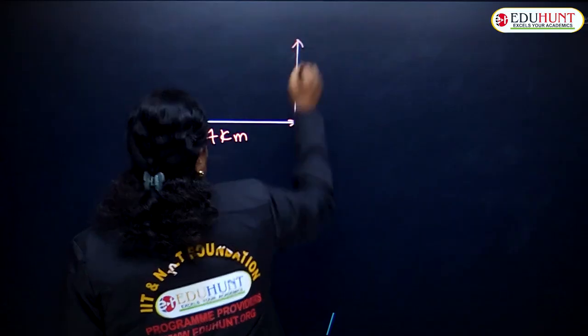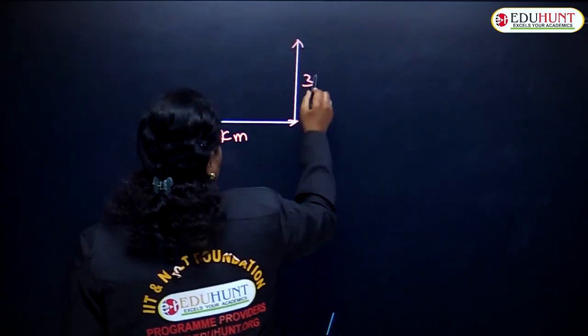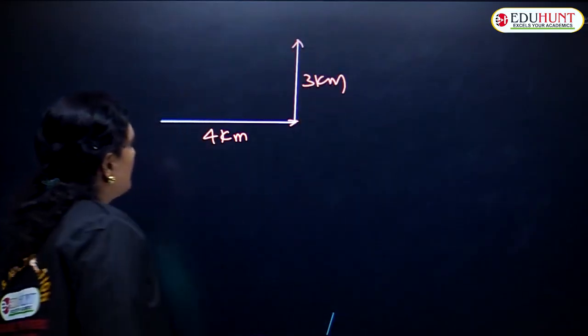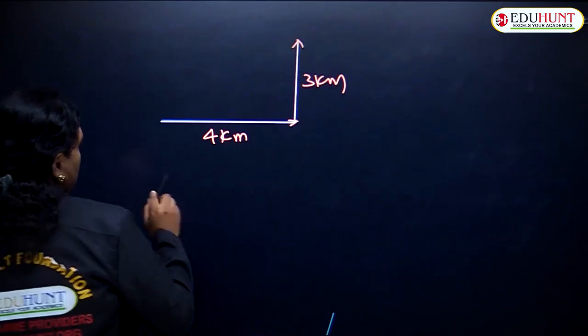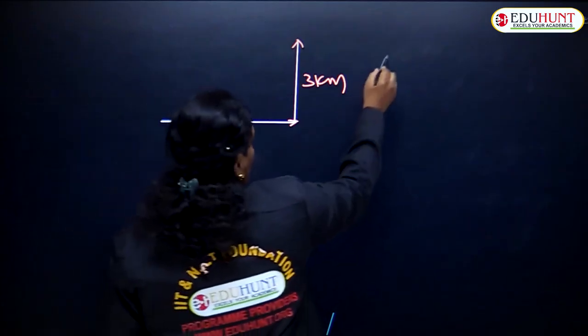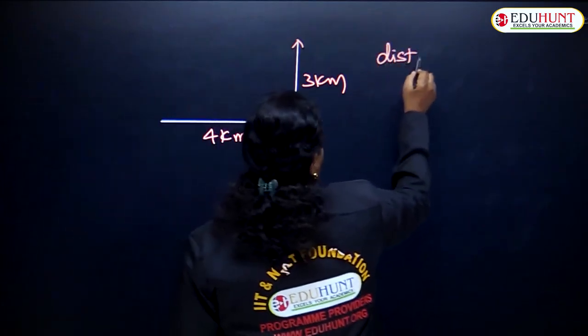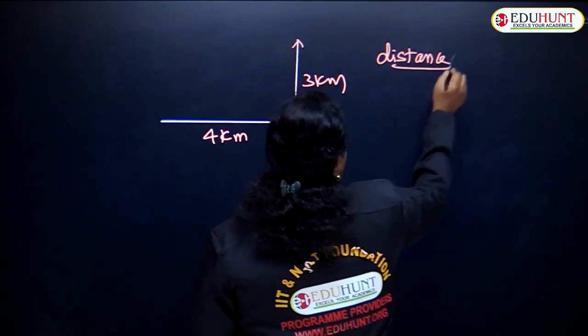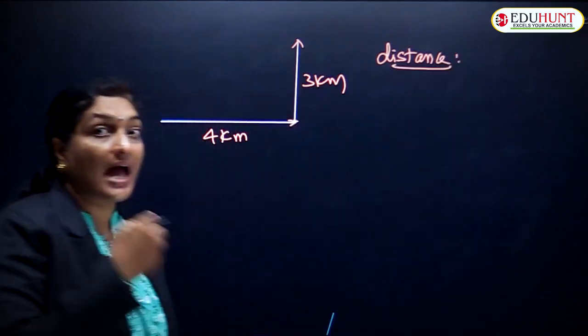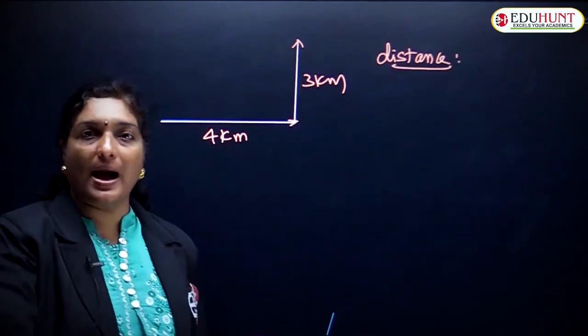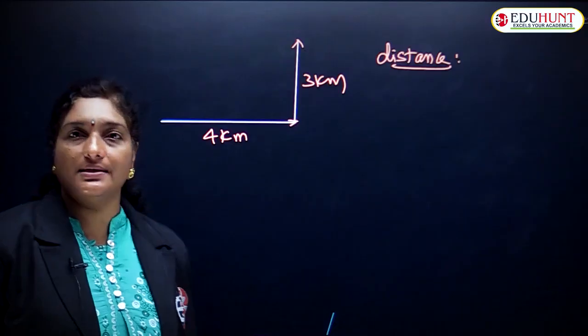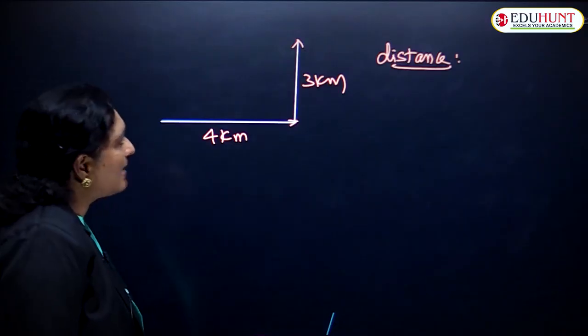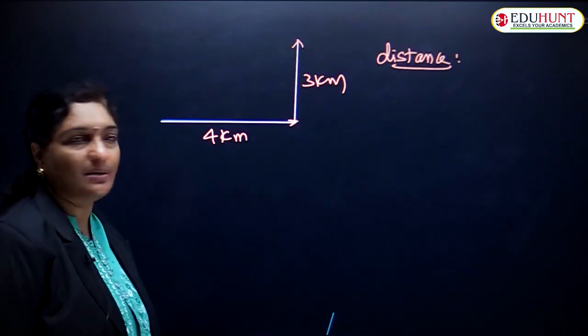In this direction. And how much distance has he covered? 3 kilometers. Then what do you mean by distance? Distance means the actual length of the path. What is distance? The actual length of the path covered by a body is called distance. So what is the actual length of the path covered by the body?